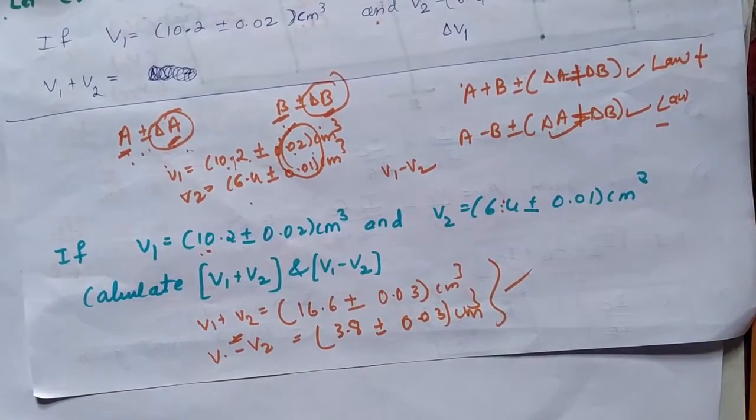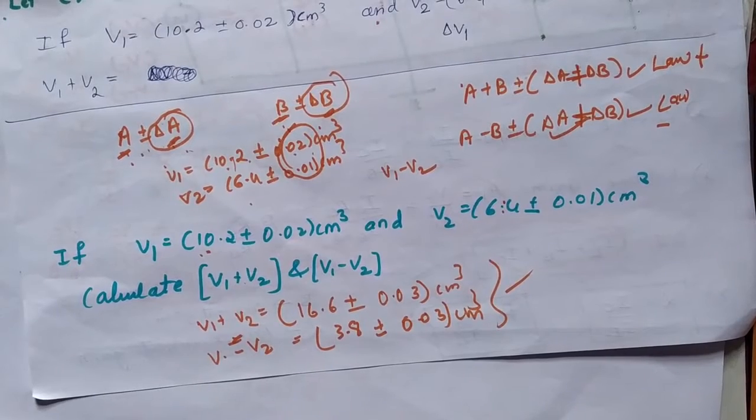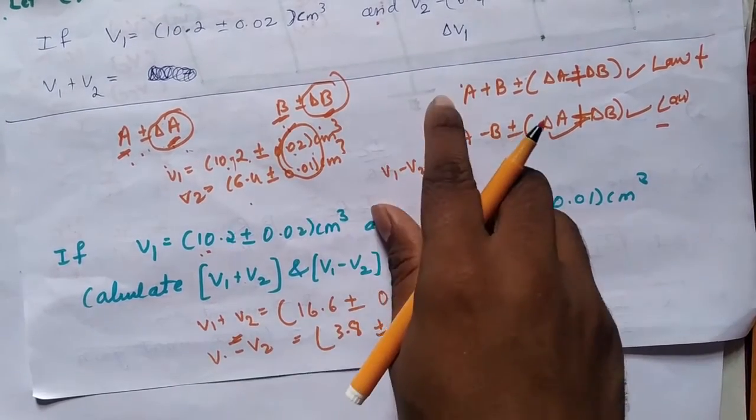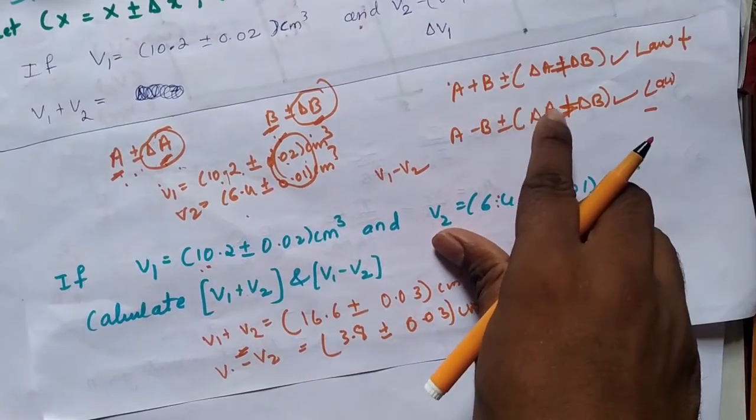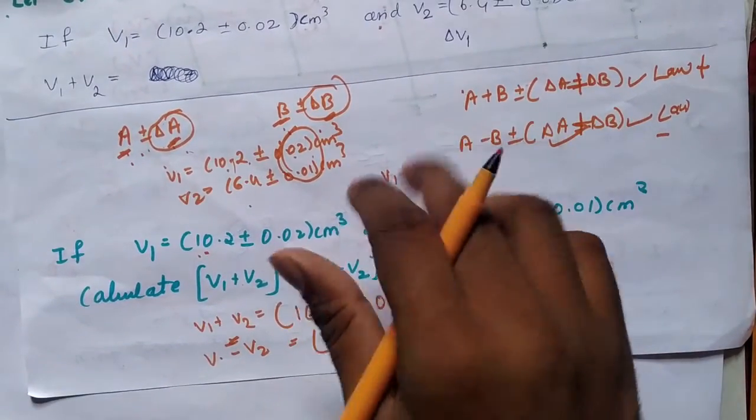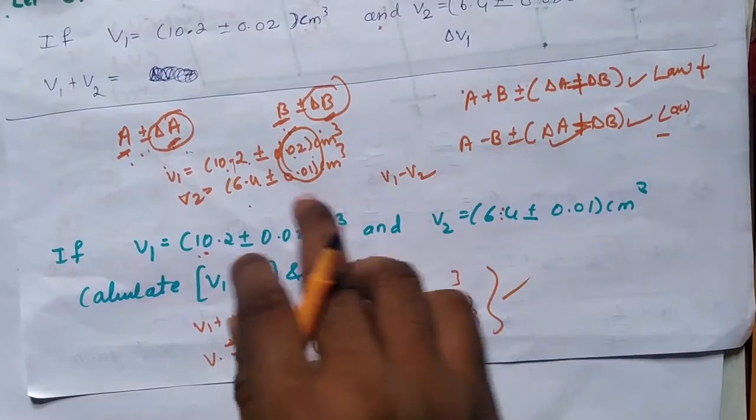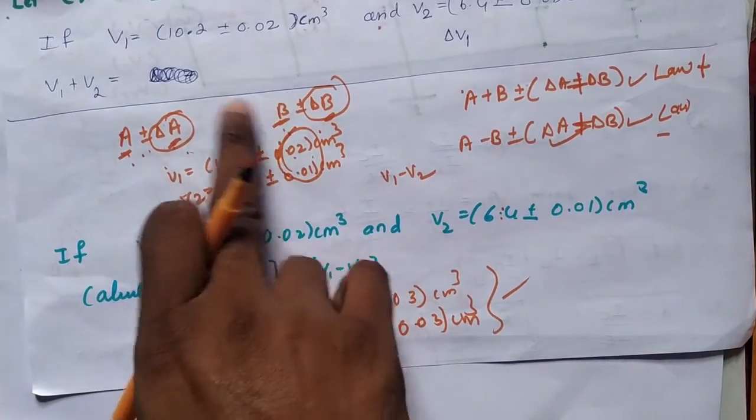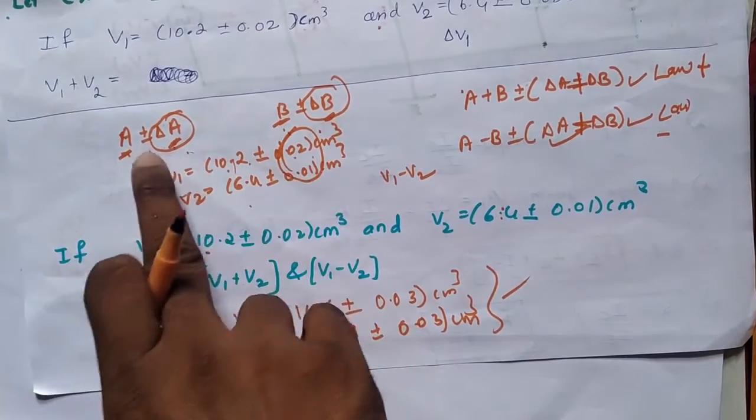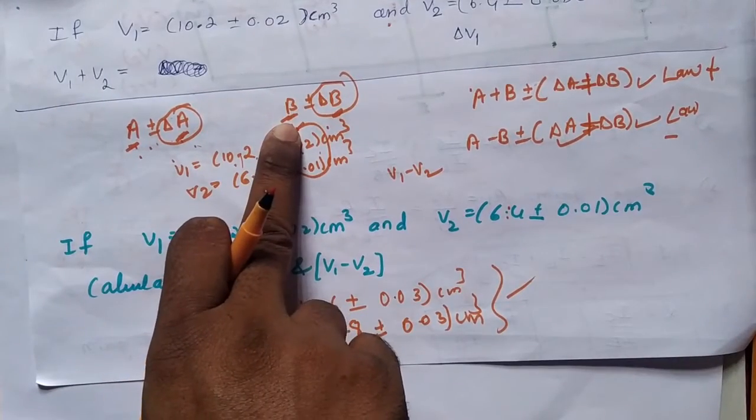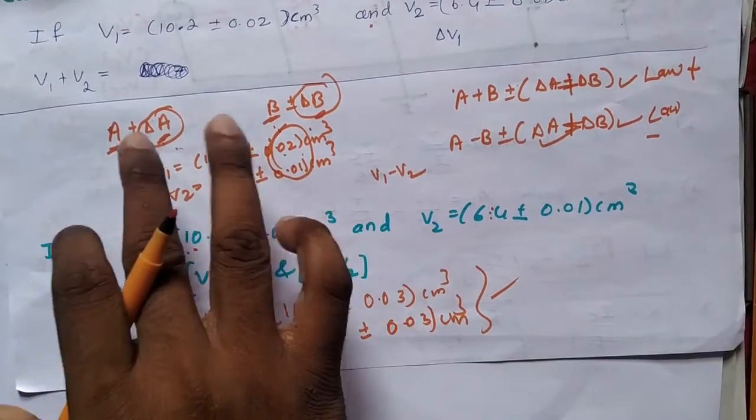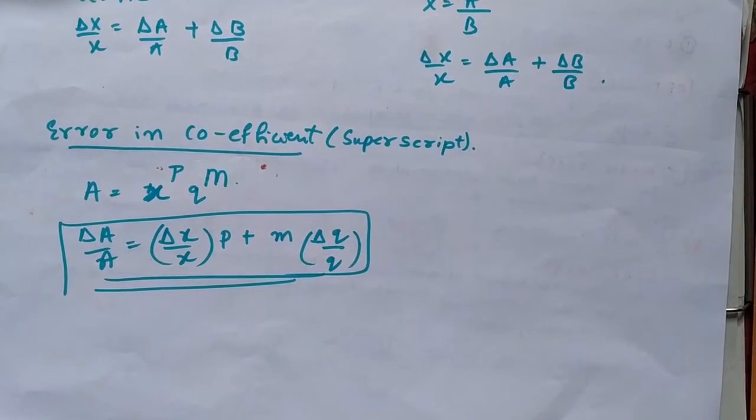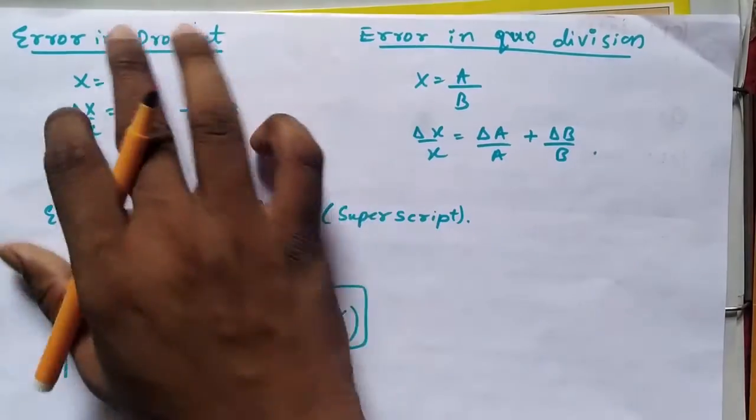You have two values with errors. When adding them, add their main values, but add their errors separately. If you are subtracting two values with errors, take the subtraction of the main values, but the errors should be added, not subtracted. Keep that in mind. Next we move on to the product rule.